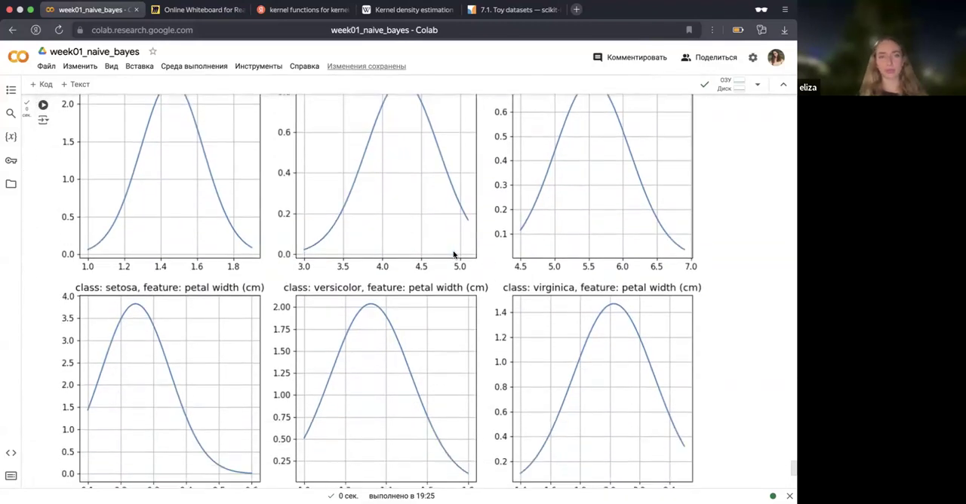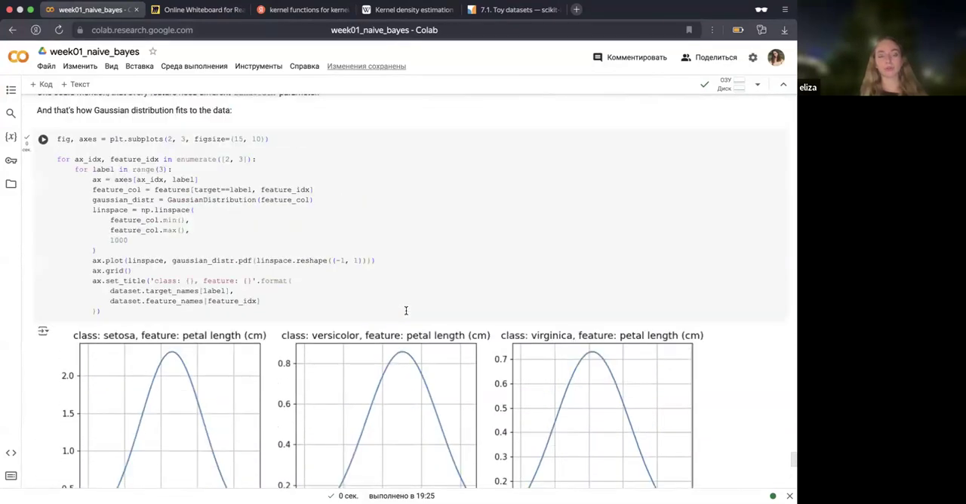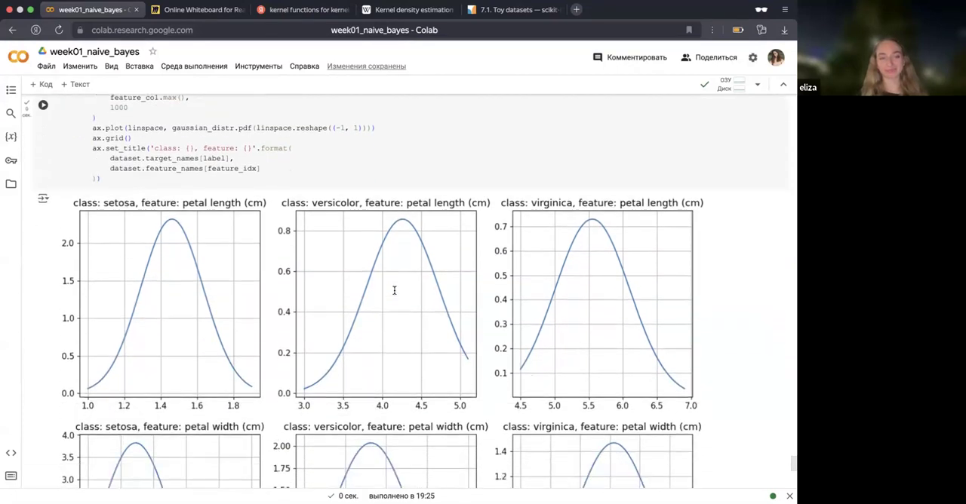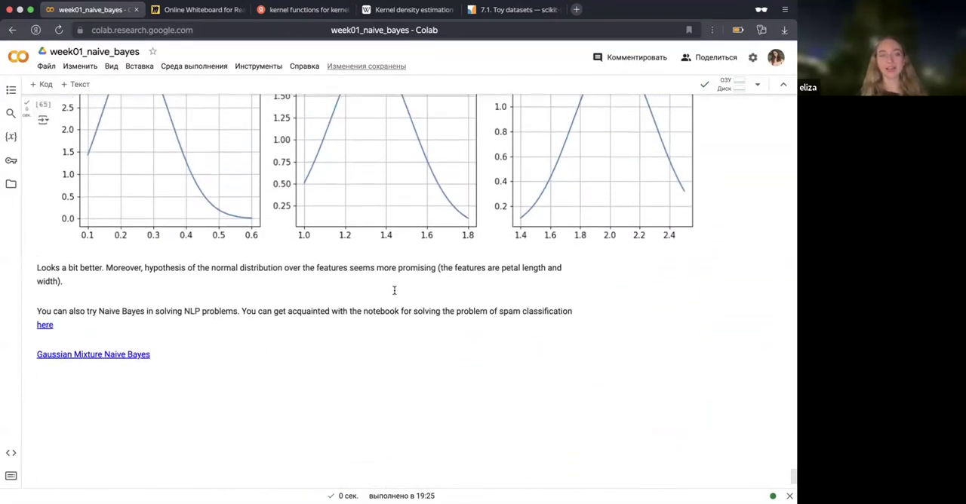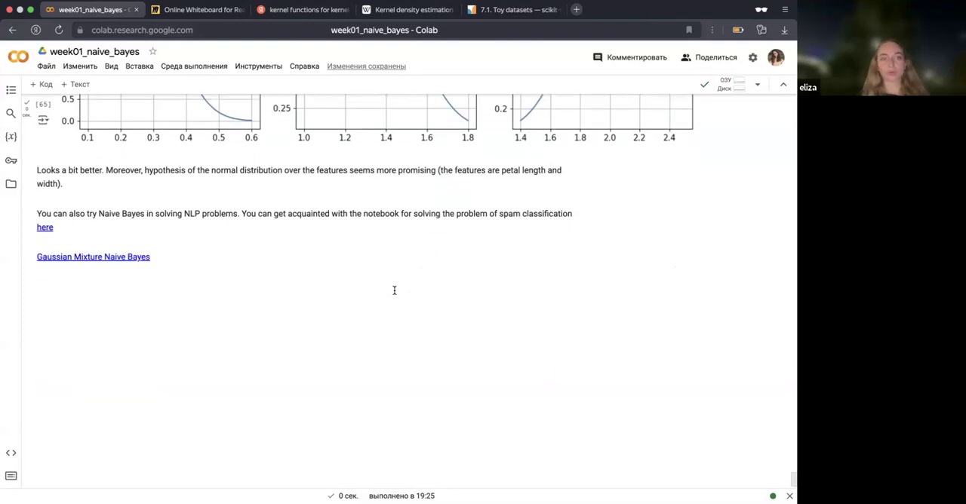You can play with hyperparameters, and also you can change kernels and learn what happens. Okay, I think the most part of the seminar is finished, but I want to show you some things.